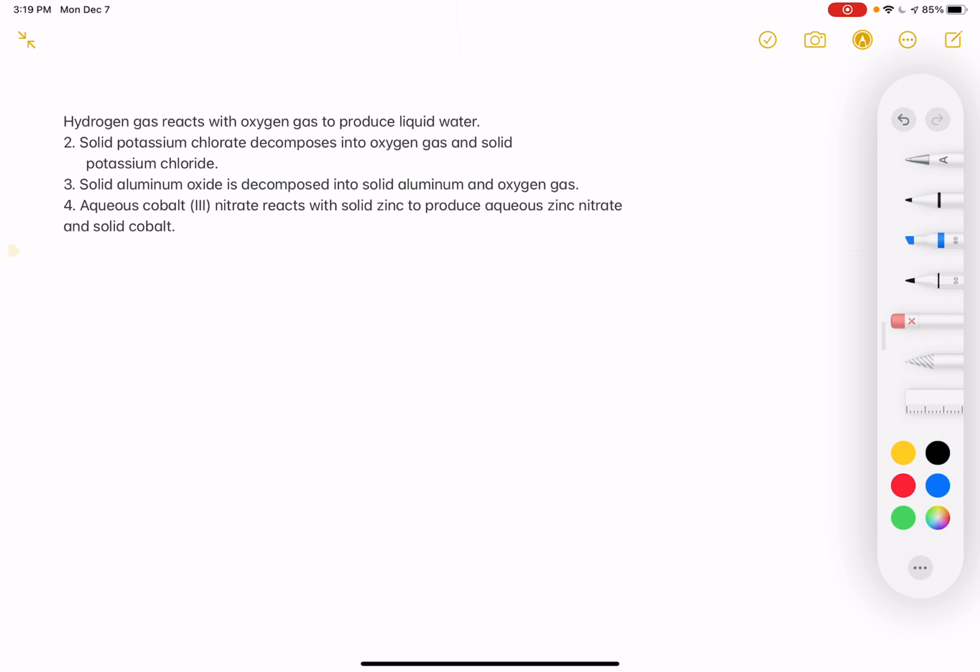All right, let's do the first one there. It says hydrogen gas reacts with oxygen gas to produce liquid water. So our first job is to figure out what the symbol is for hydrogen. And I hope you know already that it's H. You might not, you may, I'm not sure.